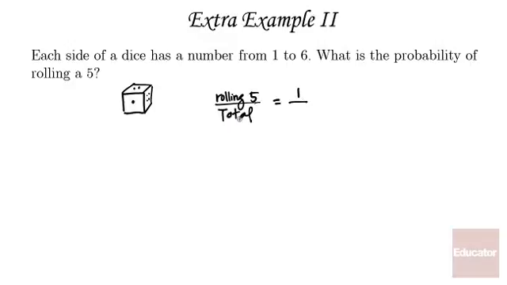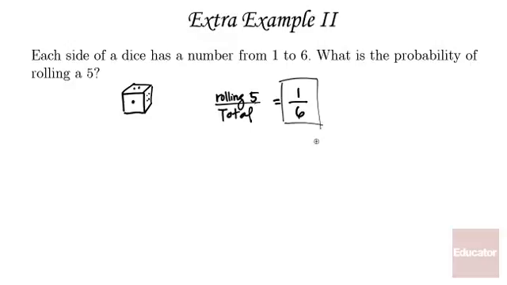And that's just 1, right? And then how many total number of sides do I have? 6. Because again, when you're rolling a dice, you're looking to see what the top side is going to be. How many dots is the top side going to have? So that's 1 out of 6.